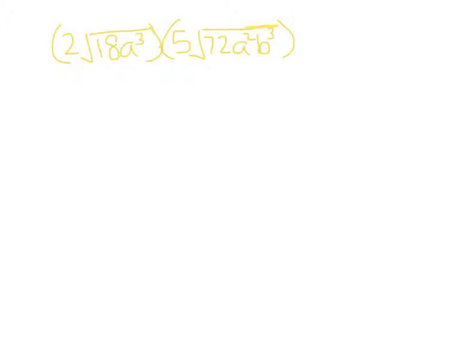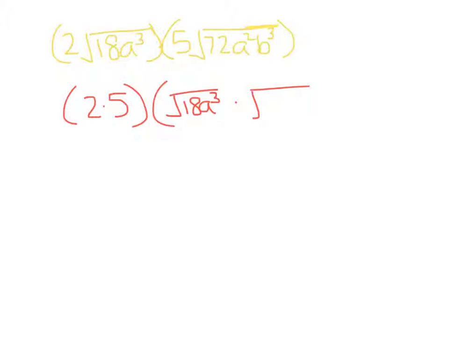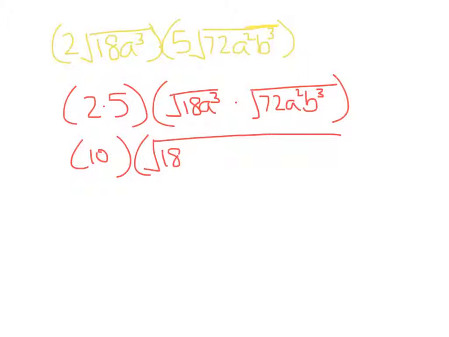This example is just about multiplying radical expressions. We can begin by rearranging what we have. We can group the 2 and the 5 together, and then the square root of 18a cubed and the square root of 72a squared b cubed. Then 2 times 5 evaluates to 10, and then we have the square root of 18 times 72 times a cubed times a squared times b cubed under our radical.